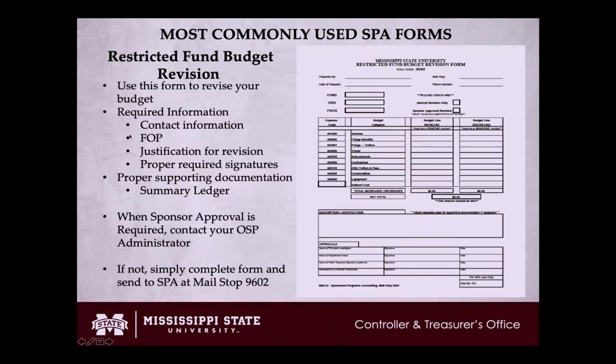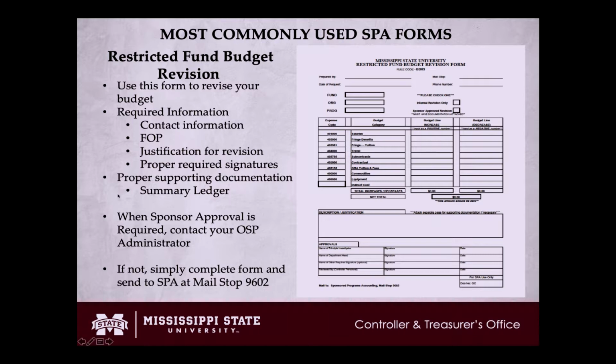The required information on this form is very important to us. We need to have all information completed in order to be able to process this form. So we need to know who's preparing it, your mail stop, and your phone number in case we need to contact you with questions. The date of the request. Obviously, we need the fund, org, and program.